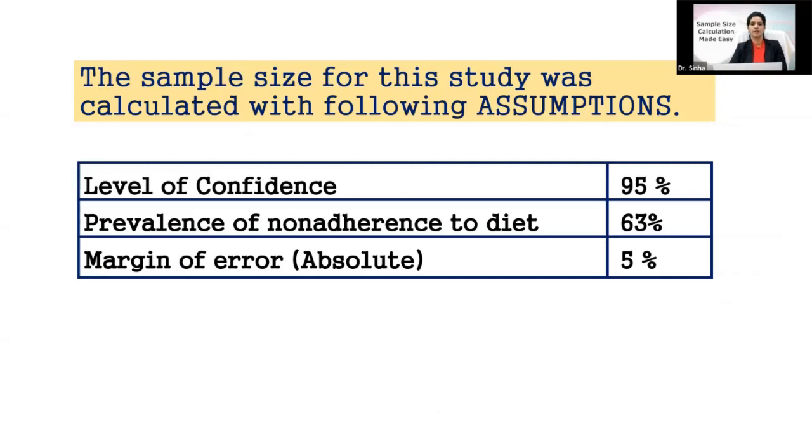So this is the assumption. Level of confidence 95%, prevalence of non-adherence to diet and physical activity from previous studies is 63%, and margin of error is 5%. So now all of you please calculate the sample size and type it in the chat box.